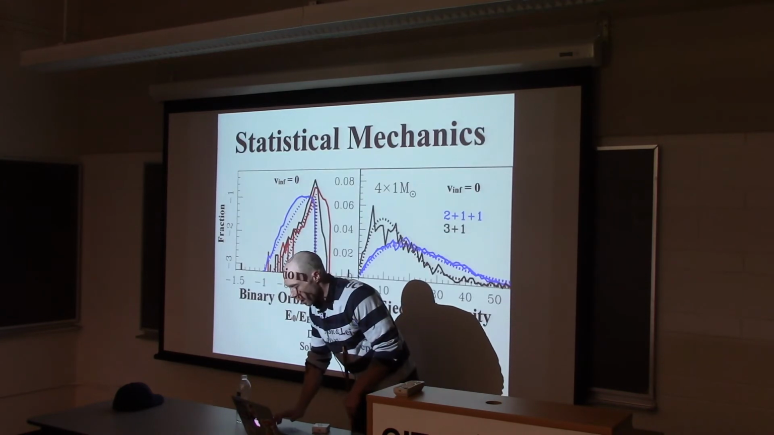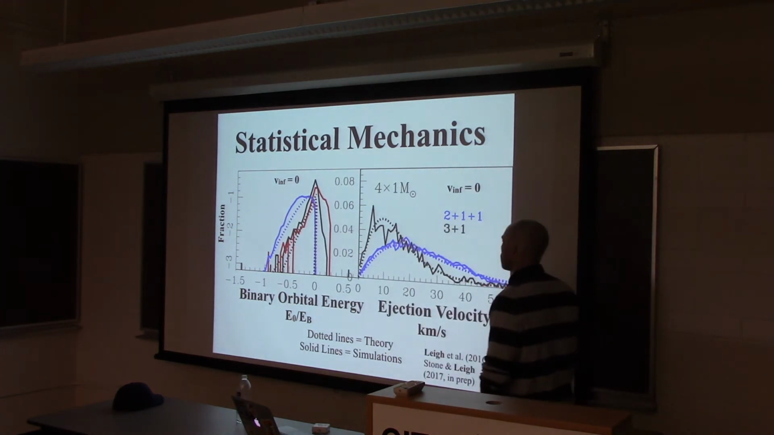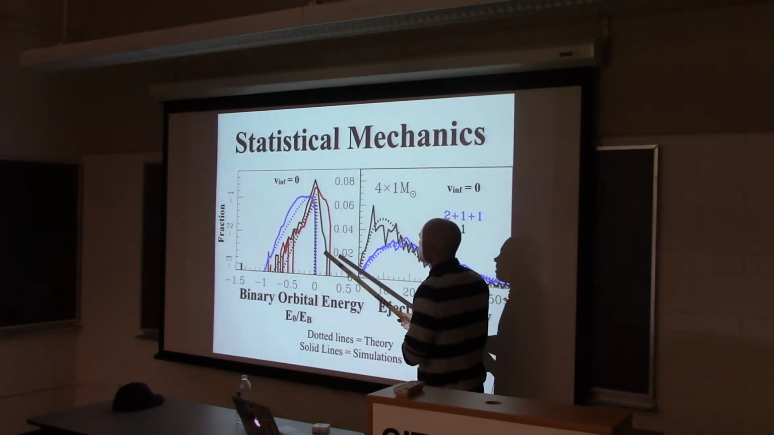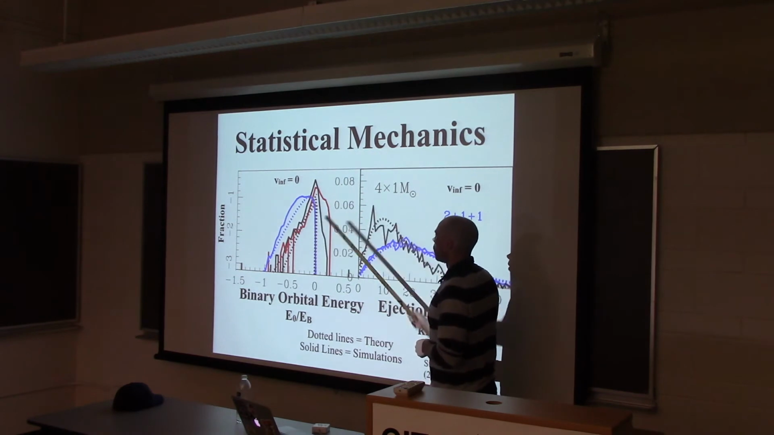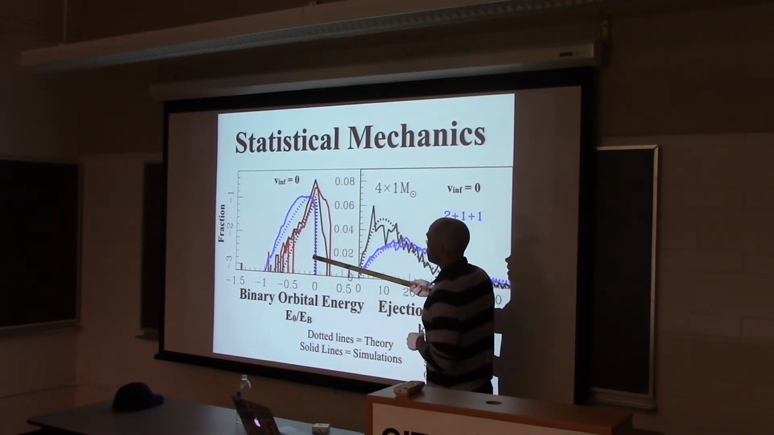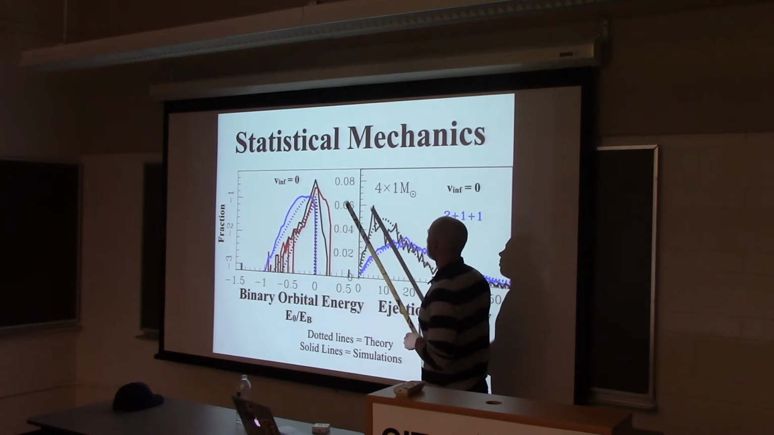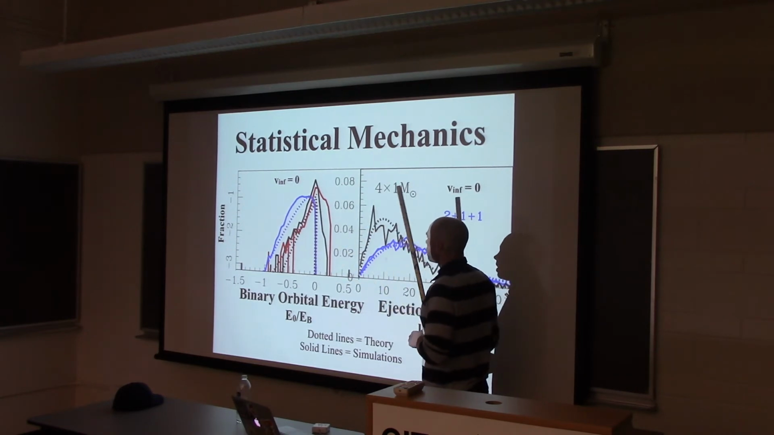Just to show you a comparison of what we have so far between our analytic work and the results of numerical scattering simulations. So the dotted lines are showing our analytic predictions, and the solid lines are showing the results of our numerical scattering simulations. So blue is the 2 + 1 + 1 outcome. Black is formation of a stable triple and a single, and red is 2 binaries.